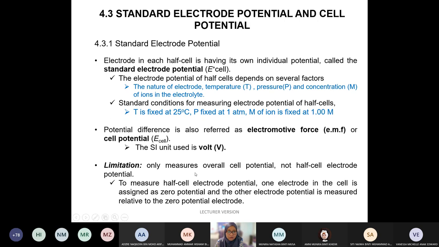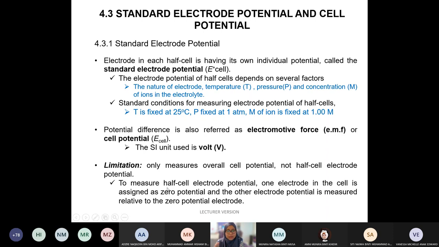So as of now, we only have a method to measure the cell potential. We don't have a method to measure the half cell electrode potential, as of now at least. I don't know whether there is one now. What we can measure is the cell potential, when there are two electrodes in one cell. That one is called E cell, or E not cell.